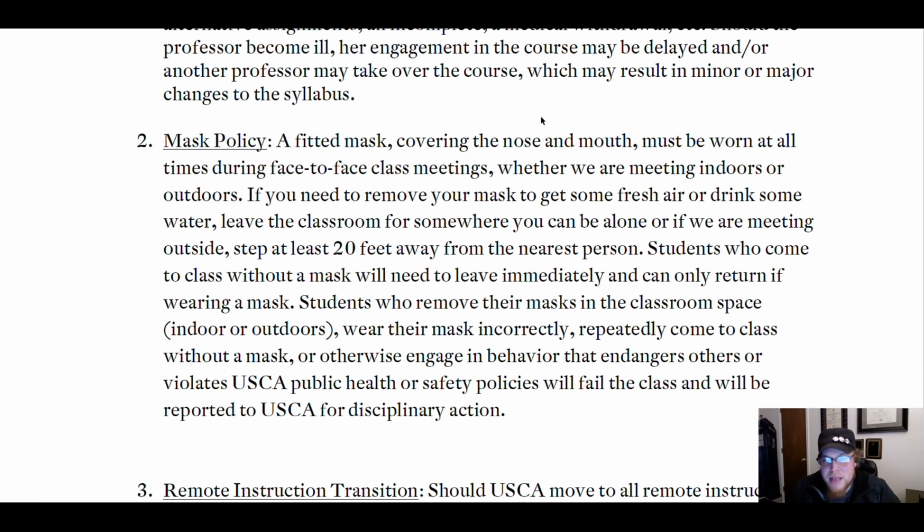If you need to remove your mask to get some fresh air or drink some water, leave the classroom. Don't just detach the mask and all of a sudden decide to chug on something. Students who come to class without a mask will need to leave immediately and can only return if wearing a mask. Students who remove their mask in the classroom space, indoor or outdoors, wear their mask incorrectly, repeatedly come to class without a mask, or otherwise engage in behavior that endangers others or violates USCA public health or safety policies will fail the class and will be reported to USC Aiken for disciplinary action.